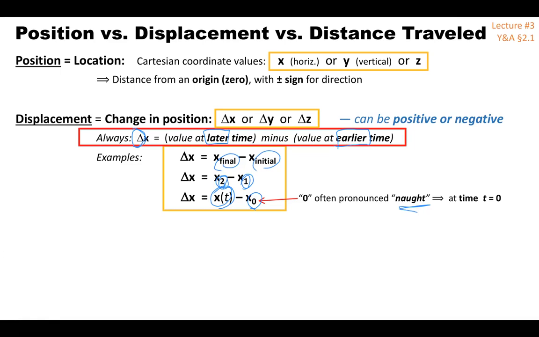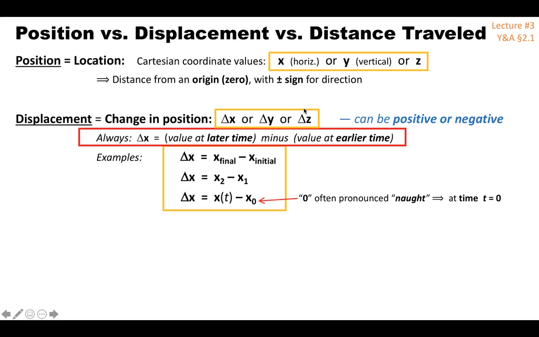Right? What do these all have in common? They're all a later time minus an earlier time. Okay, so in other words, we always want to know how far something has traveled. Well, we want to know what its change in position is over some time span. Now, if an object moves in the positive direction, right? Because remember, our Cartesian coordinates, each of these directions, the x direction or the y direction, they have a positive direction and then a negative direction.